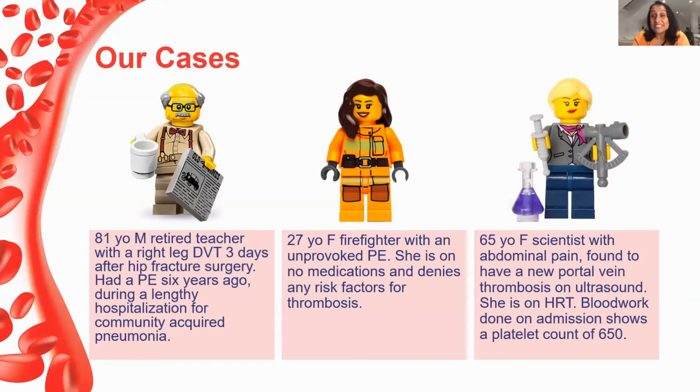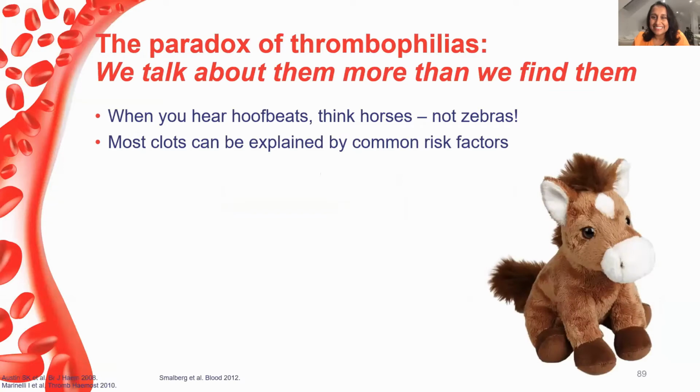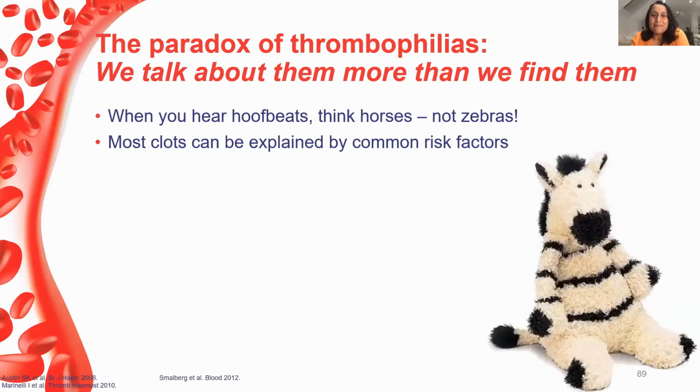We're going to center our discussions on 3 real cases today. These are patients I've cared for over my 12 years in practice. The first is an older gentleman with a right leg DVT and a previous PE. The second is a young woman with an unprovoked PE. She's actually a firefighter. And the final one is an older woman, a university professor with a new portal vein thrombosis. Next slide, please. And you can just go through those animations as well, Holly.